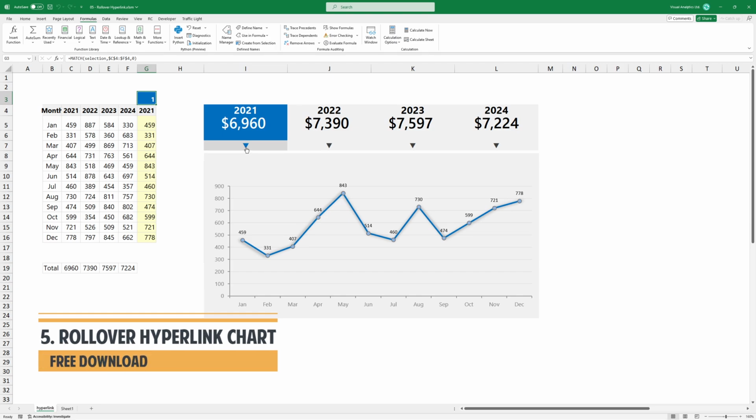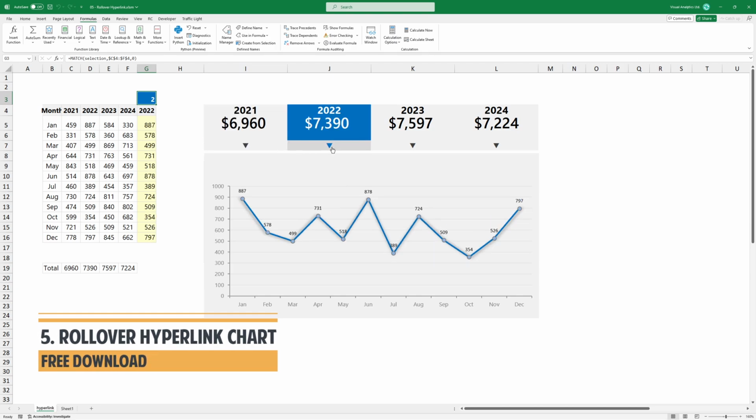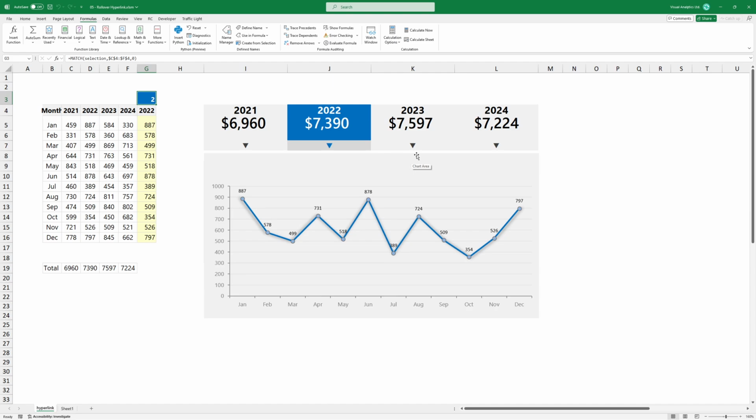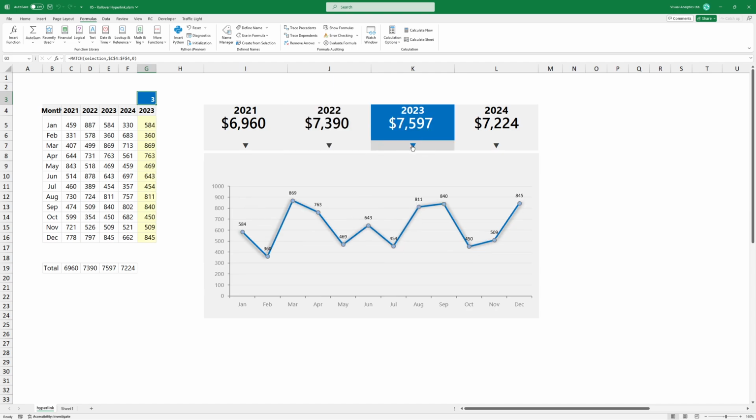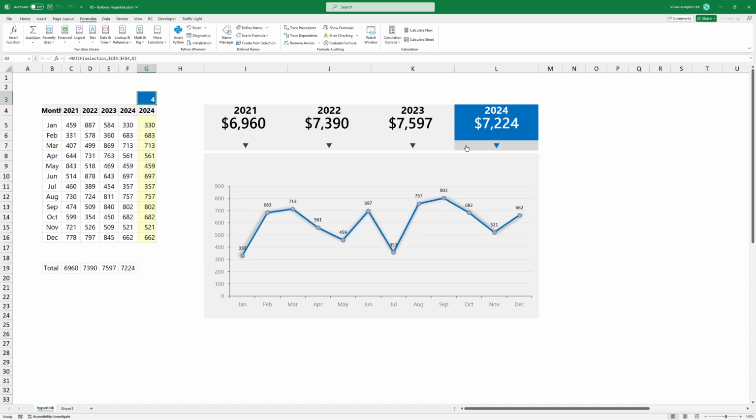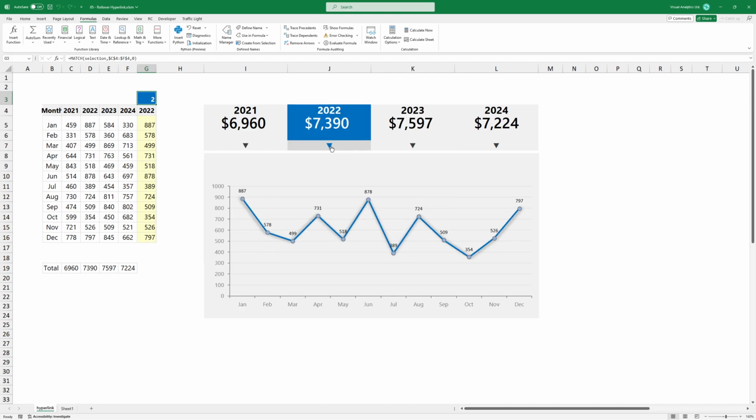Rollover hyperlinks in Excel can be quite handy for displaying additional information when hovering over a cell or a specific data point in a chart. The chart allows you to provide detailed information without taking up extra space on the chart.